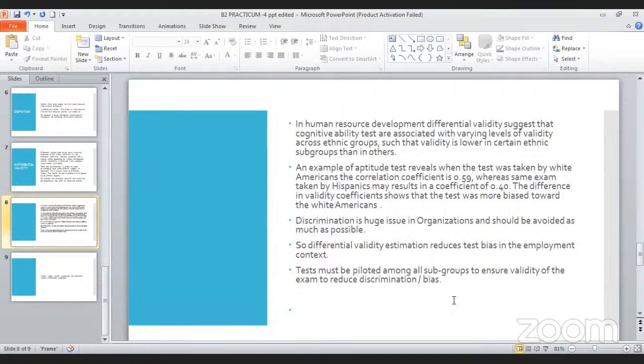So it seems that sometimes the test is more biased toward some group. Exactly. Actually, we are measuring differential validity to reduce the bias. Because the differential validity calculation helps us to understand whether there is any bias between the subgroups or not. If we can detect a bias, then we have to reduce it. And the differential validity calculation helps us to do this. Okay.